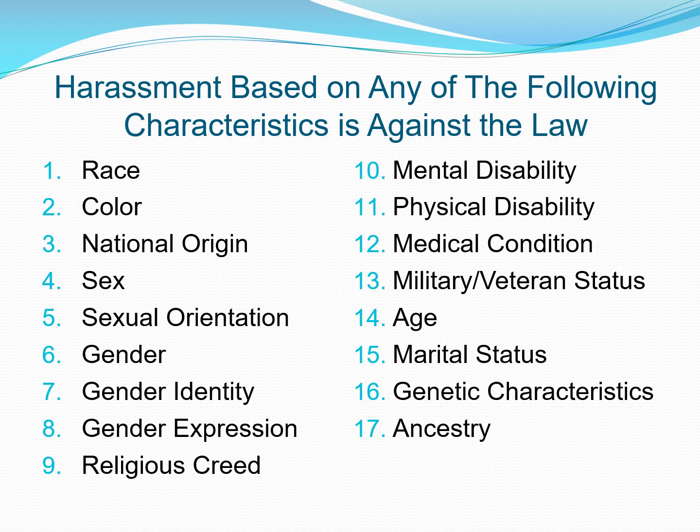Now, harassment based on any of the following characteristics is against the law. We have race, color, national origin, sex, sexual orientation, gender, gender identity, gender expression, religious creed, mental disability, physical disability, medical condition, military or veteran status, age, marital status, genetic characteristics, or ancestry. There's 17 of these characteristics, and any harassment based on these is against the law.